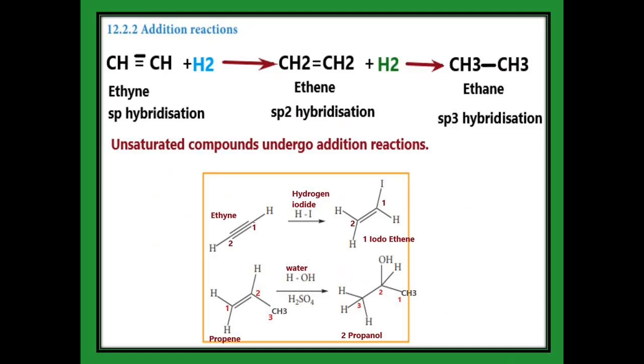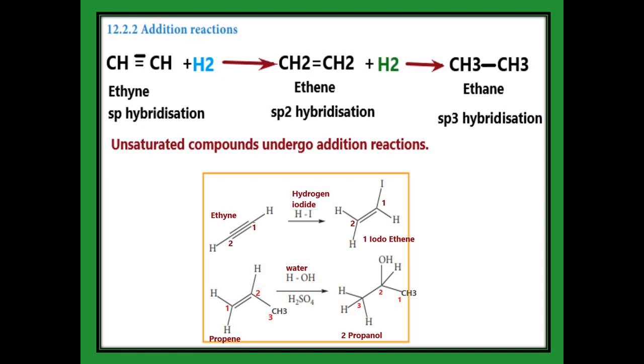Addition reaction. Ethyne's formula is CH triple bond CH. When it is added with hydrogen, one hydrogen is added to one carbon and another hydrogen is added to another carbon. So automatically the triple bond becomes a double bond. It is now CH2 double bond CH2, and its name is ethene. Once again, when it reacts with hydrogen, one hydrogen is added to one carbon and another hydrogen to another carbon. Now the double bond becomes a single bond. That compound is called ethane, CH3 single bond CH3.